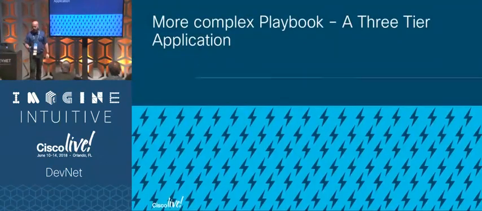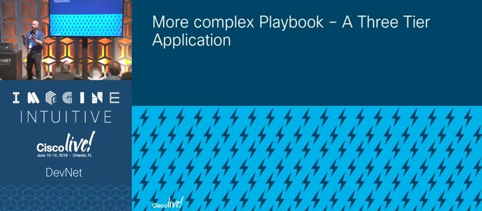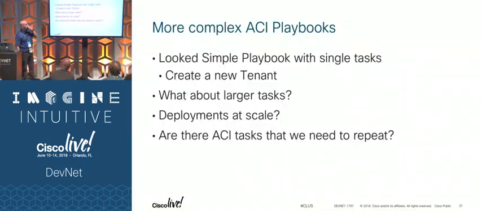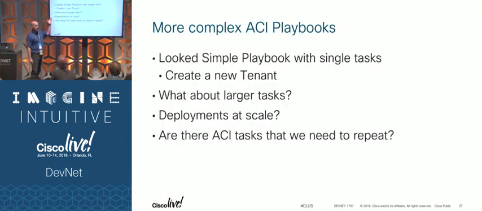Well, that's good, right? Okay, let's take a look at a more complex playbook, because creating tenants with an APIC GUI, that's fairly easy to do. But what about more complex playbooks? What about more complex things that we want to do? So we looked at a simple playbook, creating a tenant, right? Great. What about larger tasks? What about deployments at scale?